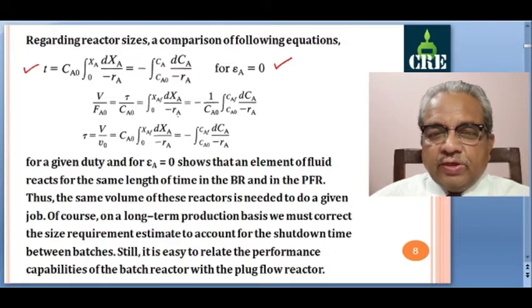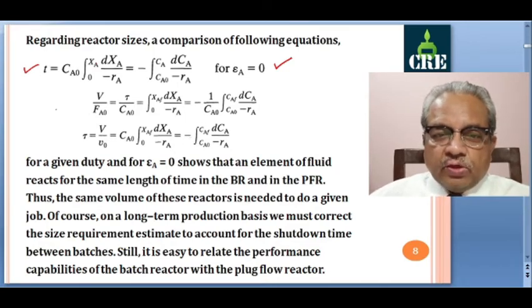0 to xaf dxa by minus Ra, minus 1 upon Ca0, Ca0 to Ca final dCa by minus Ra. So this I can write in equivalent form of this as tau Ca0 dxa by minus Ra, 0 to xaf. Here it is xa. Xa is same as xa final, minus Ca0 to Cf.